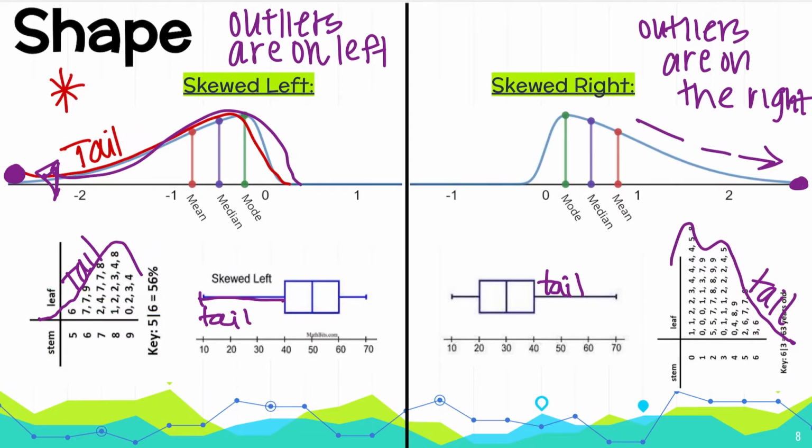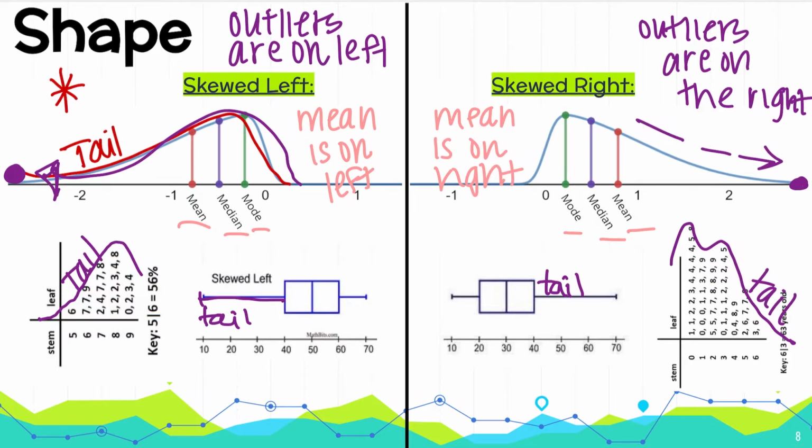Notice when we're skewed left, our mean and our median look very different. Our mean is on the left of the median if we're skewed left, because that outlier affects the mean and pulls it to the left of the median. And if we're skewed right, our mean is on the right of the median, because that outlier is pulling the average, or pulling the mean, farther away from the middle.